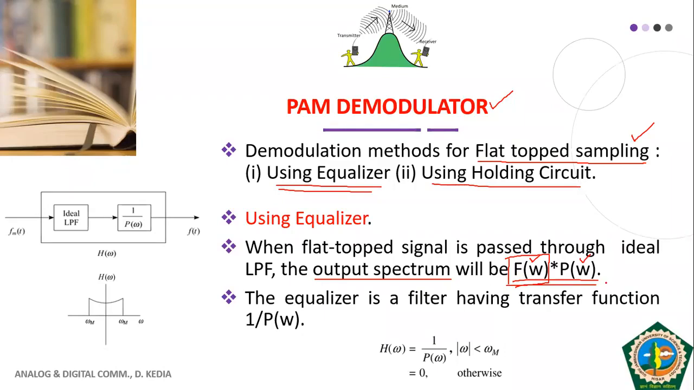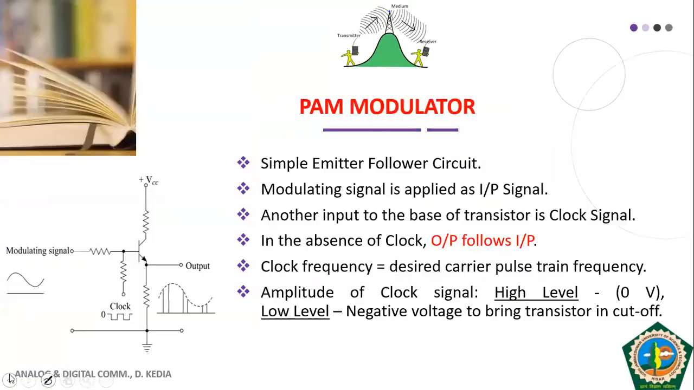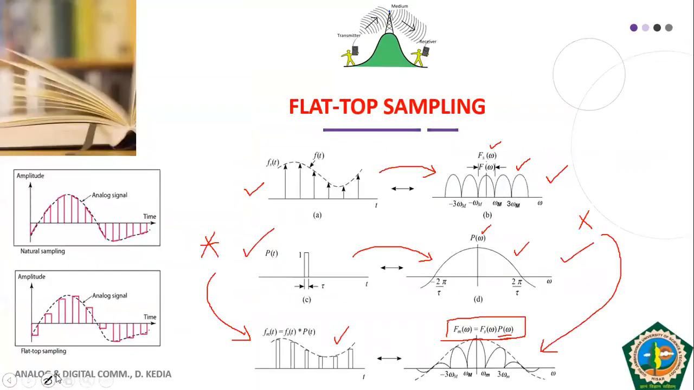So obviously, if we want to obtain back F omega and remove the P omega part, then we will have to pass our PAM modulated signal through an ideal low pass filter. Okay, so when we pass our signal through the low pass filter, what do we get? This we had also seen in the previous class.